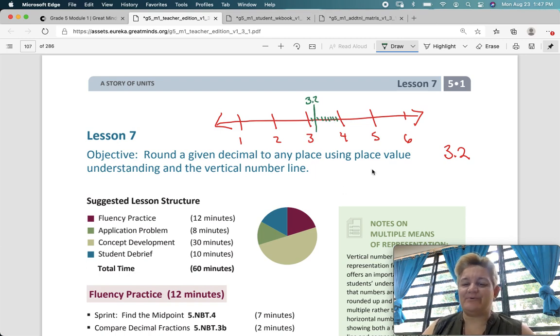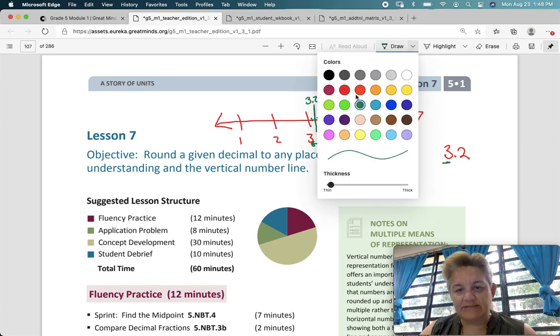Now I want to round, which means in this case, I'm going to round to the nearest whole number. 3.2, does that round all the way up to 4, or does it round down to 3? Which one is closer here? Which one is closer? If you said 3, you're correct, okay?